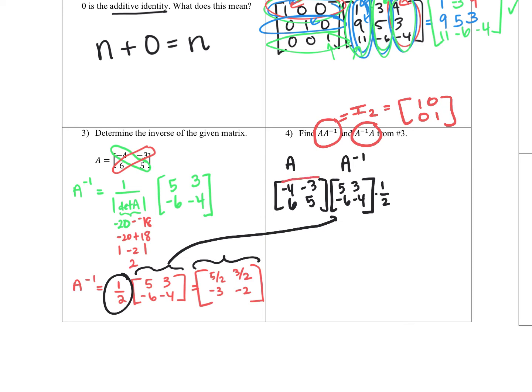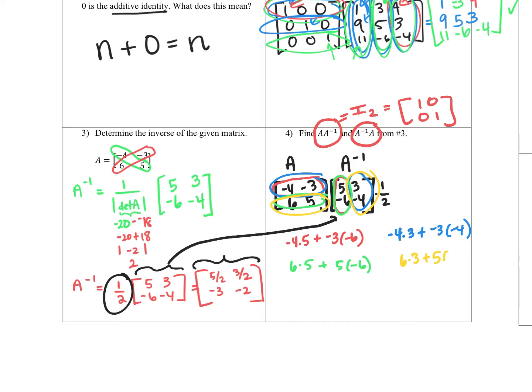So I'm going to multiply the first row and column, so that's -4 times 5 plus -3 times -6. That's my first entry. Then I'm going to take that row and then times the column, so that's -4 times 3 plus -3 times -4. Then we move on to the second row and again multiply times the first column, so that'll be 6 times 5 plus 5 times -6. And then the last one, we'll do 6 times 3 plus 5 times -4.